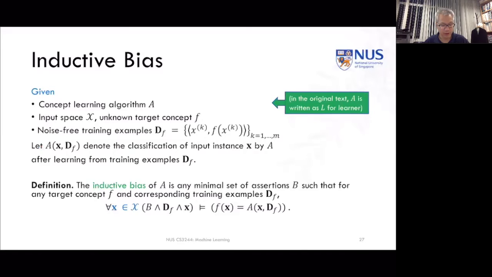We're going to say the inductive bias of the algorithm is any minimal set of assertions, B, that's going to help us make that inference, right? That for any X that's in our input space, taking the assumptions together with the data set and the test instance is going to allow us to arrive at the target value for that particular input instance.